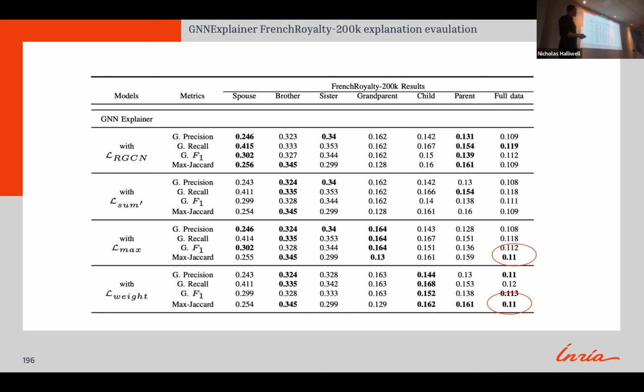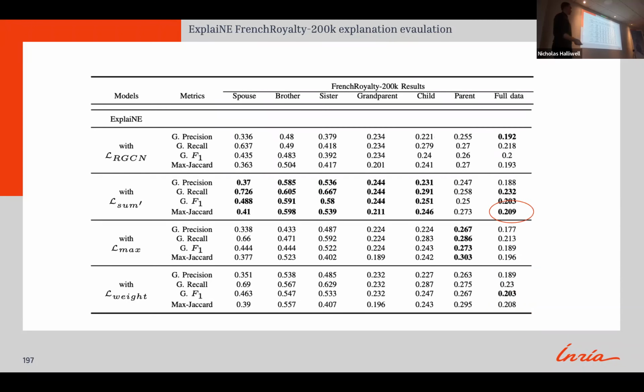For explanation evaluations, we find that the penalized approaches have a higher max Jaccard for GNN explainer, although we can see that the results are very, very close. And then on the results for explainee, we can see that the results are much higher.